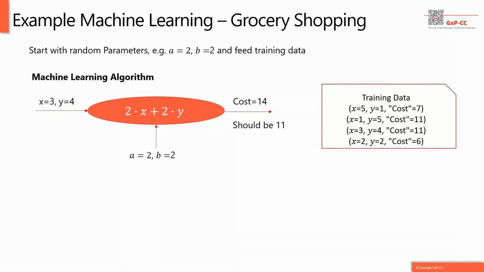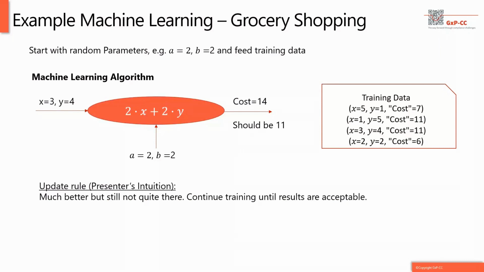We do the same thing, take the third data point and see, okay, this is costing 14 and it should be 11. This is already much, much better than we were before, but still not quite there. So in this case, we would still continue learning this AI. And if we continue this and continue this and continue this, at some stage it will give pretty good results. Since we don't want to train this AI to the end, we'll stop at this point.